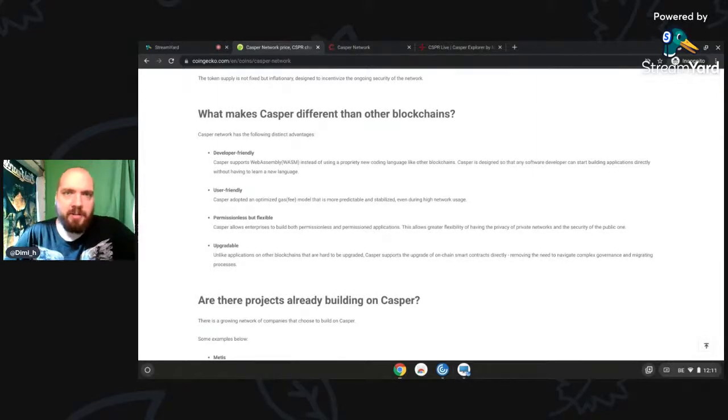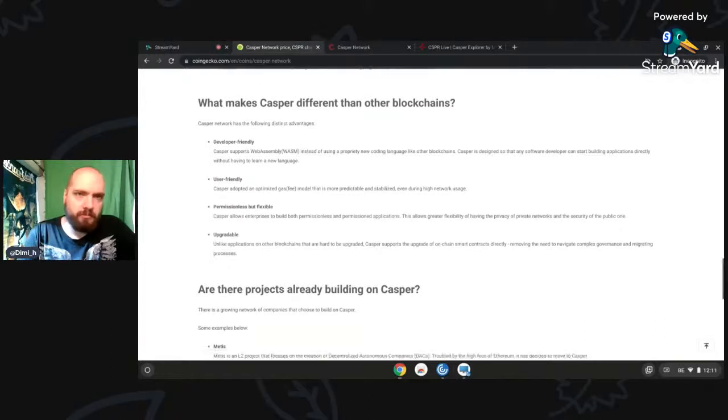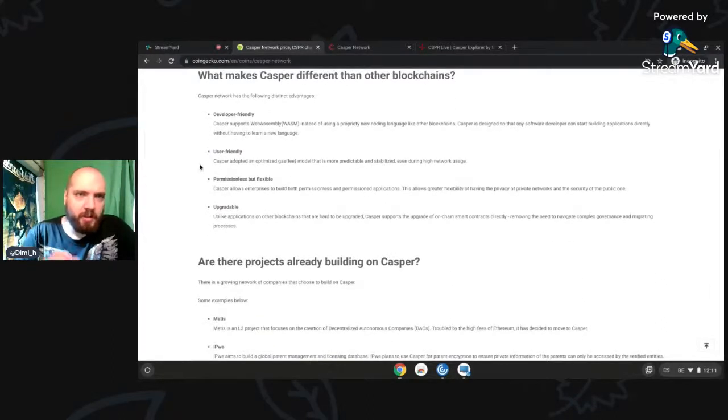What makes Casper different than other blockchains? It has the following distinct advantages: developer-friendly, WebAssembly instead of using a proprietary new coding language like other blockchains. That's actually positive, yeah. You can start building applications directly without having to learn a new language. If I'm not mistaken, this isn't really exclusive to Casper coin itself, but it's a positive addition to mention. So yeah, that's a plus.